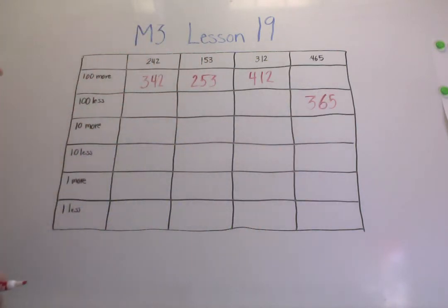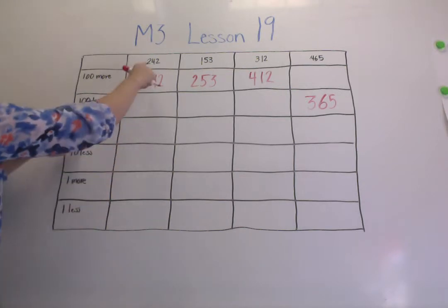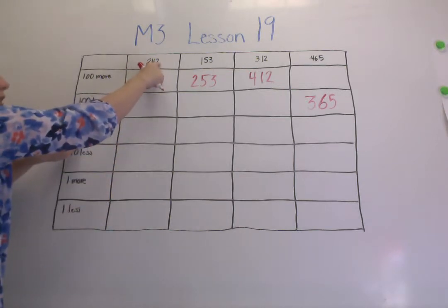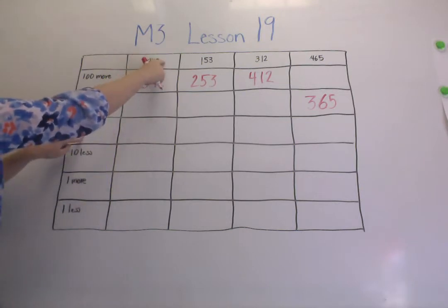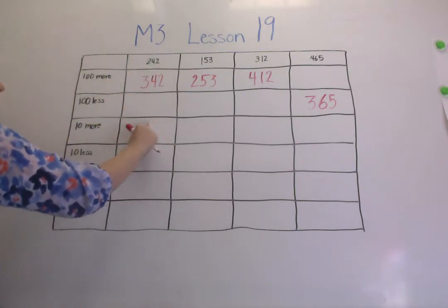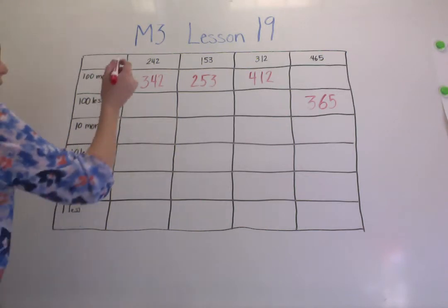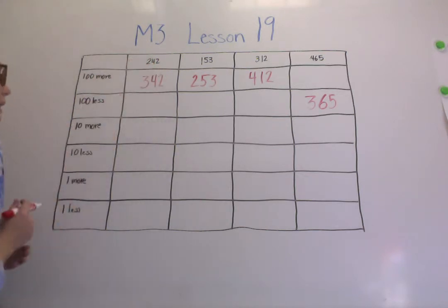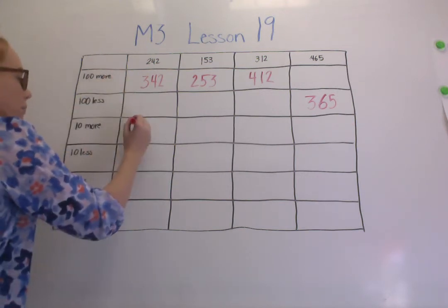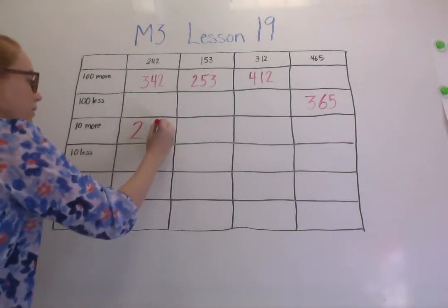Let's skip around some more. This box says 10 more, and I have the number 242. So 10 more than 242 is what's going to be my answer in this box. So I have to think, if it says 10 more, is my hundreds, tens, or ones being changed? It says 10 more, so it's my tens place that's getting changed. I'm going to bring down what's in my hundreds. I'm going to bring down what's in my ones.